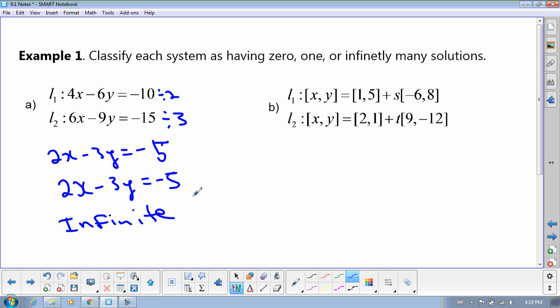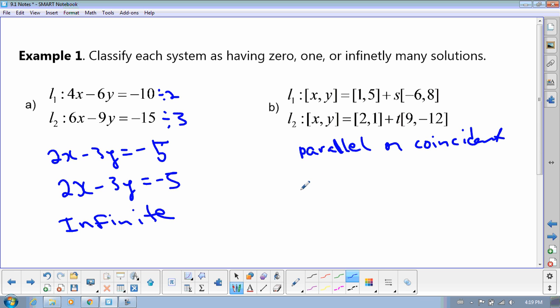Now, in the vector form of the equation, you have a couple of options. You could turn the vector form into a y equals mx plus b and work with it that way, or we can use our parametric equations. So if I look at it right now, I'm going to actually compare the direction vectors. So when we look at the direction vectors, I see that I have negative 6, 8, and I have 9, negative 12. Both of those direction vectors, they're multiples of each other. So right now I know that these lines are parallel or coincident, and I don't know which one it is right now.